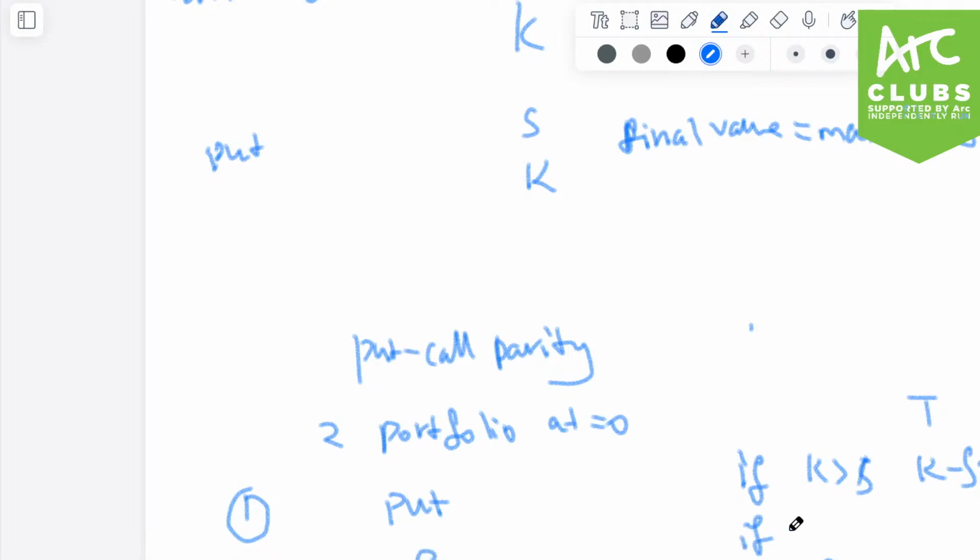But if S is larger than K, then my put option will have a value of 0, and I still have the underlying asset with value S. So my final value will be S. So I know that the first portfolio's final value will just be K or S, and obviously, it's going to be the larger one.